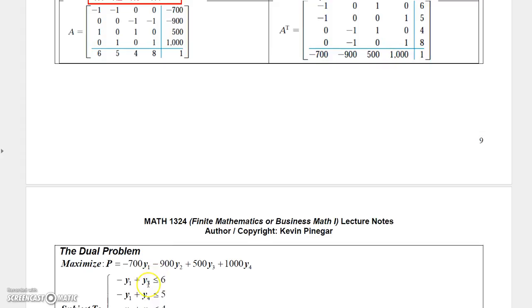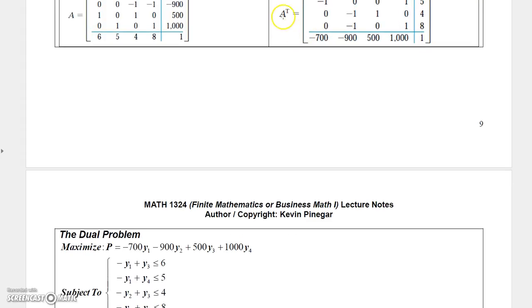And then the top row gives me minus y1 plus y3 is less than or equal to 6. Remember, these have to be less than or equal to because we're converting them to the dual, which is a standard maximization problem. And then the second row gives me minus y1 plus y4 is less than or equal to 5. And then the third row gives me minus y2 plus y3 is less than or equal to 4.